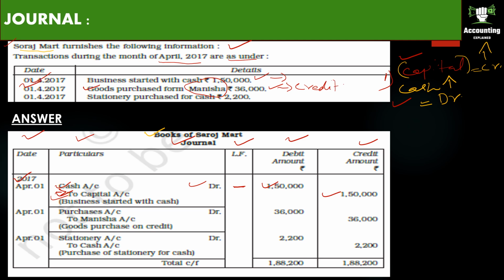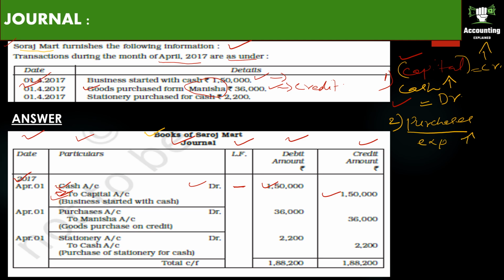So when you purchase goods, what will happen? Your purchases will increase. Second entry: your purchases, stock will enter. The stock you will write as, when the stock increases, or when you purchase stock, it is called purchases for the business. Okay. So purchases is an expense.